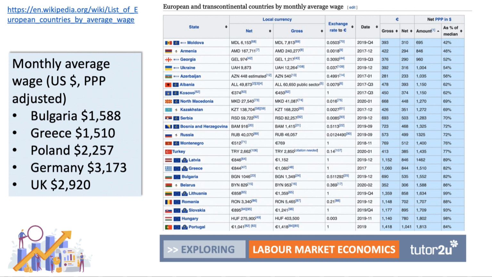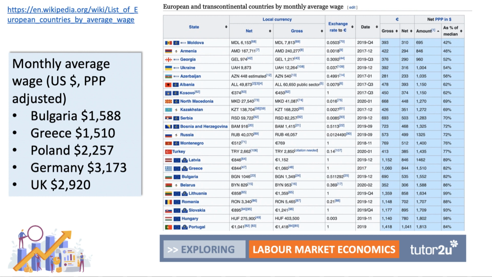Now, we've converted this to dollars and we've made an adjustment for purchasing power parity. The idea being that $100 in Poland should buy an equivalent basket of goods and services to $100, for example, in Greece or Scotland. And what we find is, I've just taken out 5 countries from this massive data. We find that there are quite significant differences in monthly average wage. In Bulgaria, which came into the EU in 2007, the monthly average wage is just over $1,500 PPP. That's actually higher than Greece, which is a sign of the impact of the Greek depression on relative living standards.